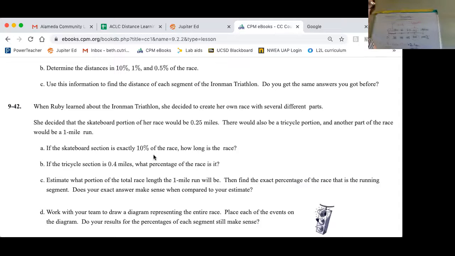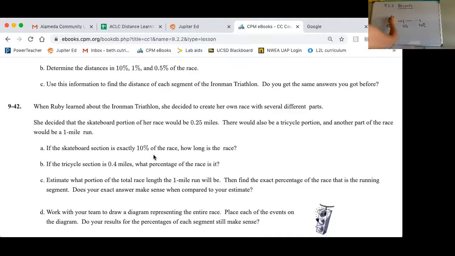Okay, so it's very similar to this triathlon. So let's use a number line. And we don't know how long her race is. We just know the portions. So here is from, do I want the percents on the bottom? Yeah, 0% to 100% of her race. And we know that 0.25 miles is 10%. So 1, 2, 3, 4, 5. This is going to be my 10%.